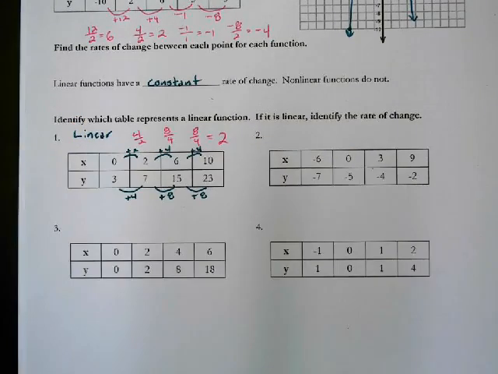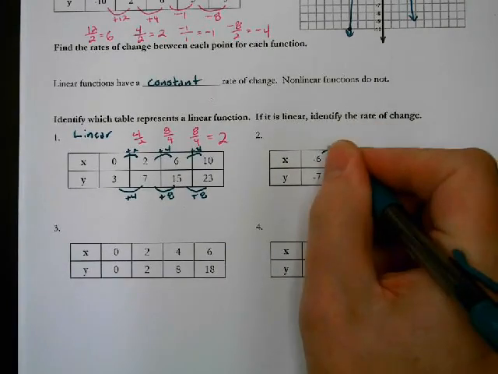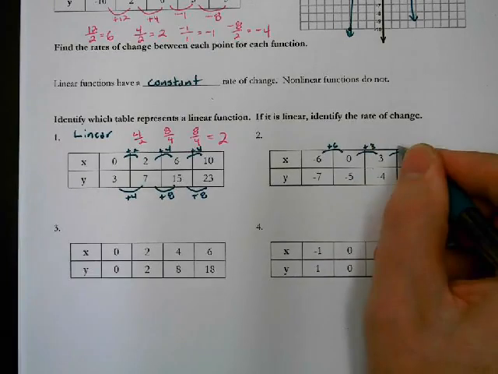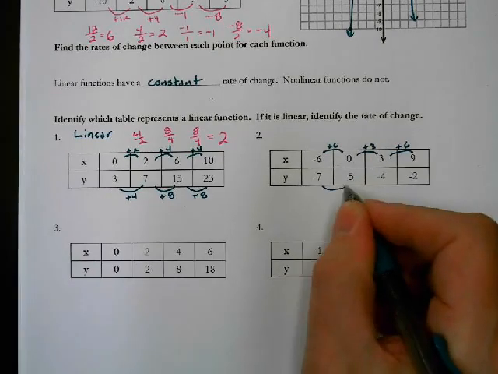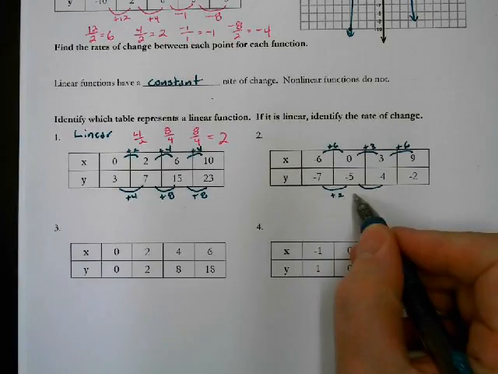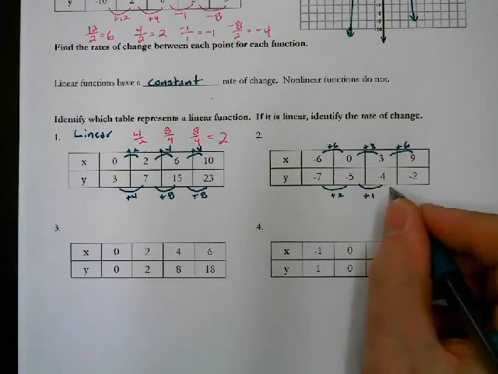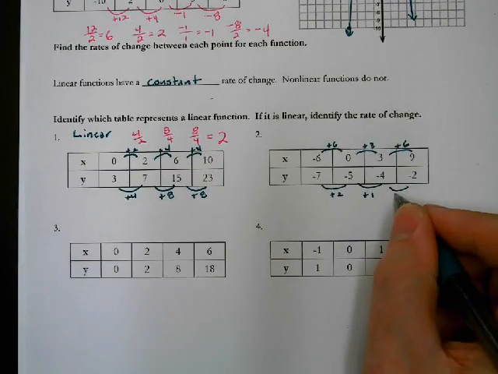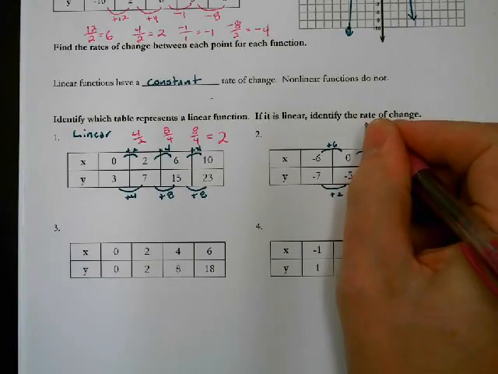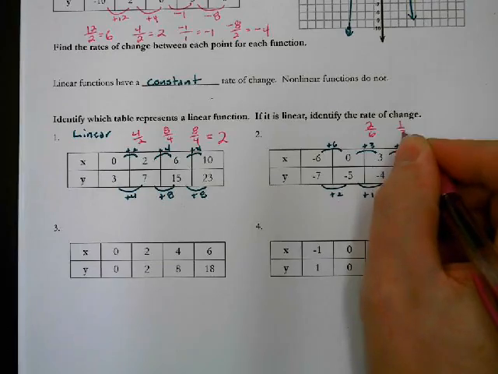Next one. From here to here, it goes up by 6. From here to here, up by 3. Here to here, up by 6. From here to here, we're going up by 2. Here to here, going up by 1. And here to here, we're going up by 2. All right, let's look at those rates of change. 2 over 6. Okay, 1 over 3. 2 over 6.